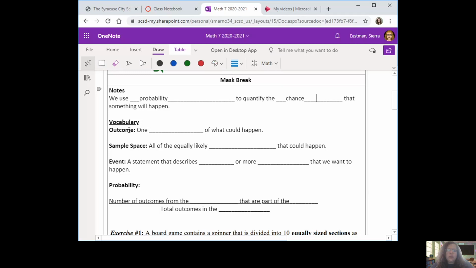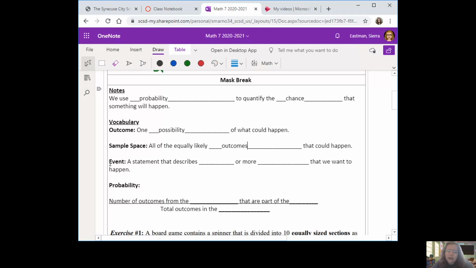Vocabulary for some different keywords here is outcome. An outcome is one possibility of what could happen. So for example, when we talked about the coin, there's only 2 options. It could land on heads or it could land on tails. Only 2 outcomes that are possible, okay? And that would actually be called our sample space. All of the equally likely outcomes are included in what's called a sample space. So the sample space has heads and tails. We only wanted one of those outcomes to happen.